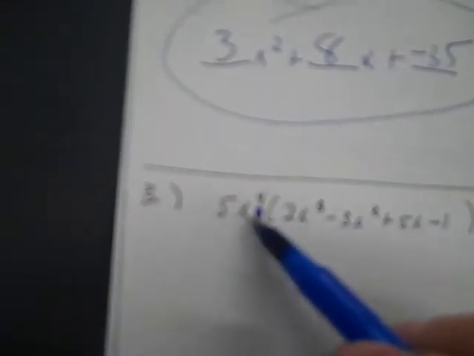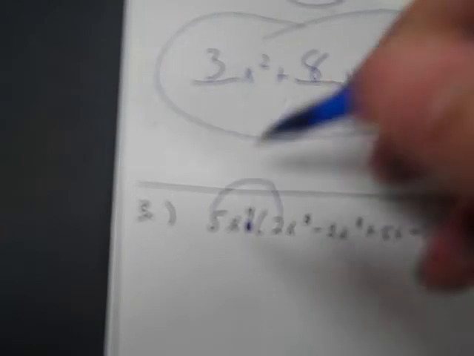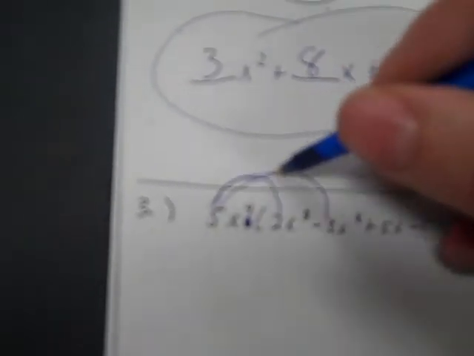Okay, number 3. This again, there's no sign, so that's a multiplication. Now make sure all the x's are covered. That's 5, that's 2, that's negative 3, and then that's 5. Okay, so we're just going to distribute this 5 here. So 5 to 2, 5 to negative 3, 5 to 5, 5 to negative 1.